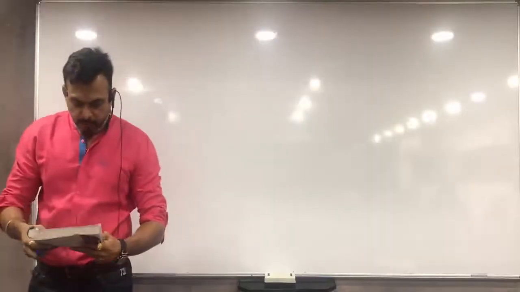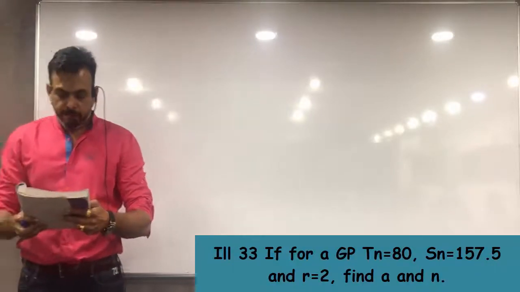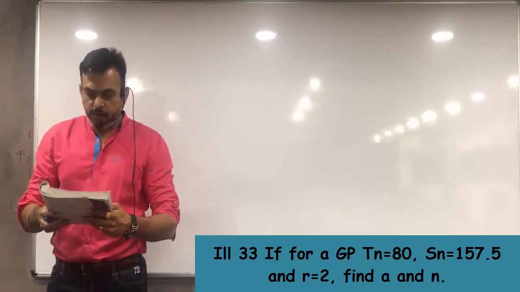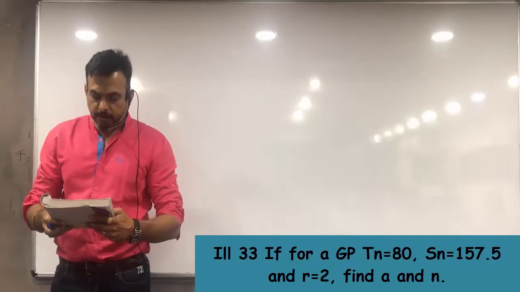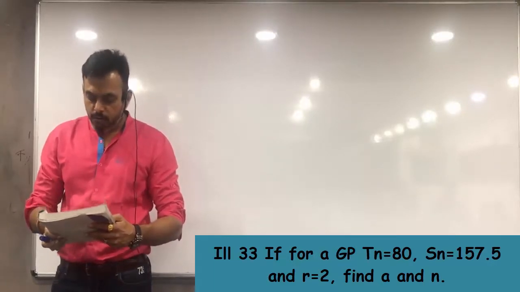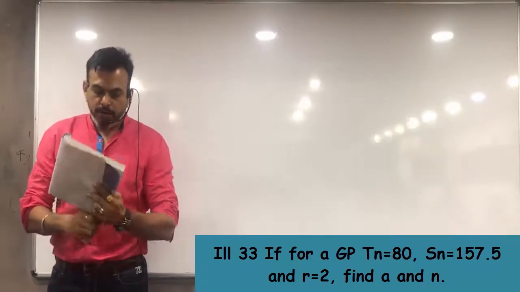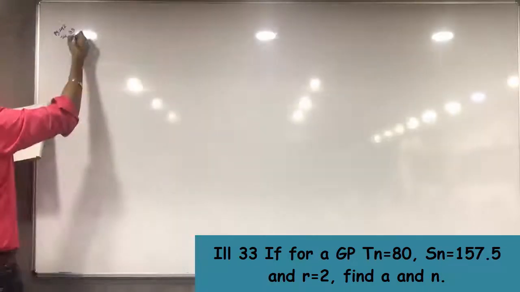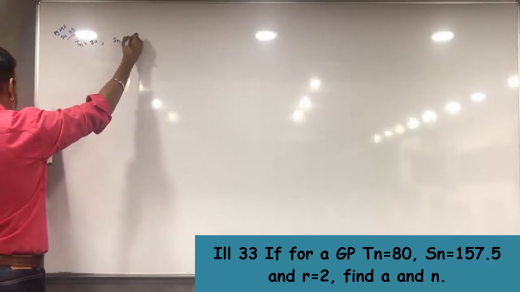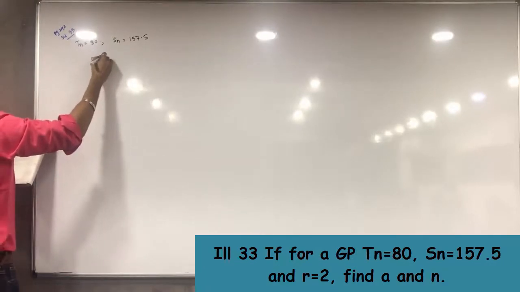Now page number 292, illustration number 33. If for a GP, Tn is equal to 80, Sn is equal to 157.5 and R is equal to 2, find A and N. Now over here, first write what is given. Tn is equal to 80, Sn is equal to 157.5 and R is equal to 2.